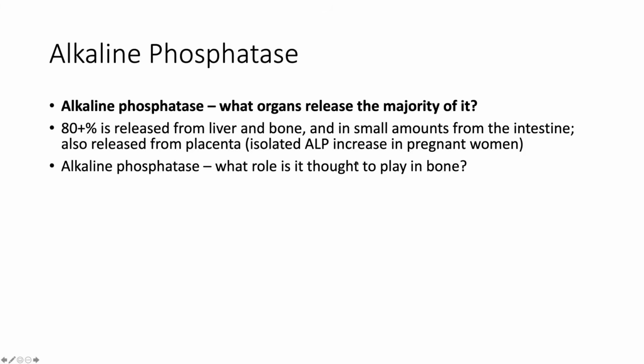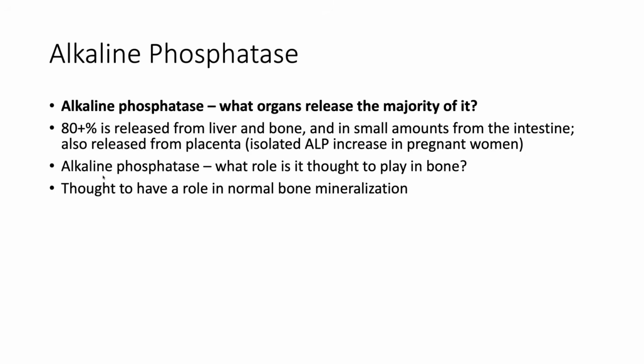So what role is it thought to play, Jay? Do you happen to know what role it's thought to play in bone? I don't think I knew this at your stage. I know it's released if there's bone breakdown. Interestingly, it's actually released when there's bone buildup. It's thought to have a role in normal bone mineralization. So phosphatase will cleave pyrophosphate, which is a complex thing, but pyrophosphate generally will inhibit bone. So it destroys an inhibitor of bone formation. So it's a double negative, right? It destroys an inhibitor, so it inhibits the inhibitor, so it causes bone mineralization.